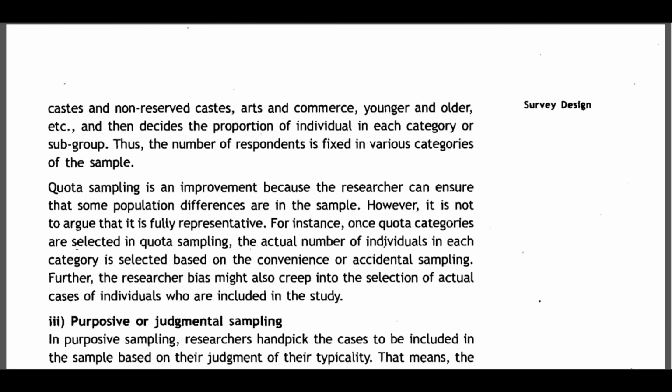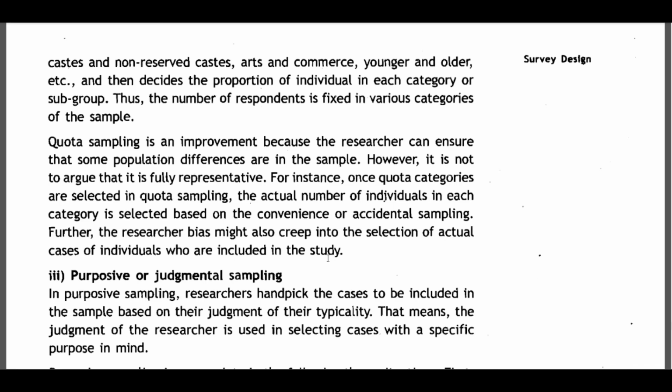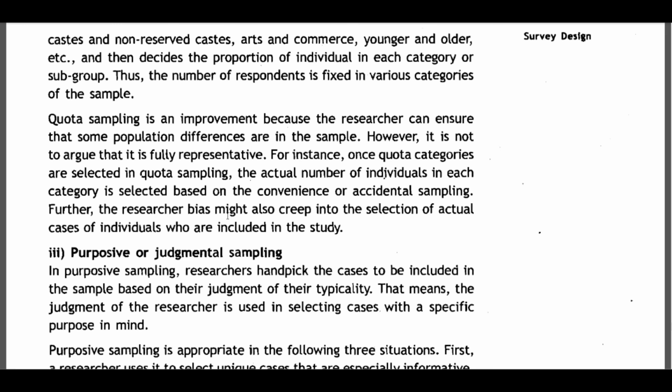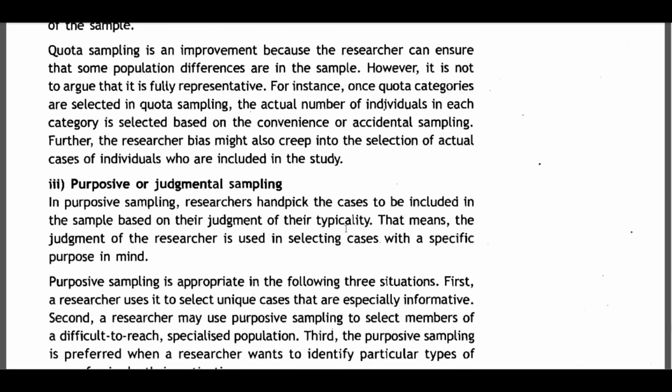For instance, once quota categories are selected in quota sampling, the actual number of individuals in each category is selected based on convenience or accidental sampling. Further, researcher's bias may also creep into the selection of actual cases of individuals who are included in the study.